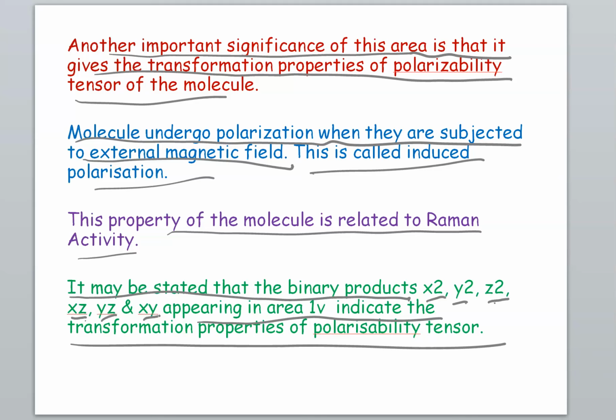Anyway, this is the character table for the C2v point group. I think you may have understood this. Please read the textbook very well. Today itself, after watching the video, please read the textbook and understand in more detail. Okay, thank you.